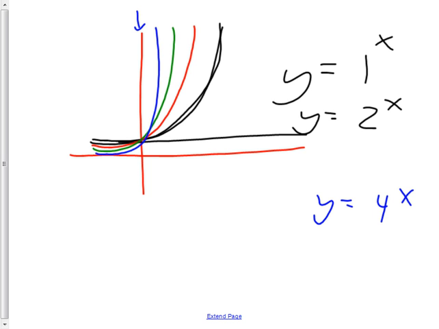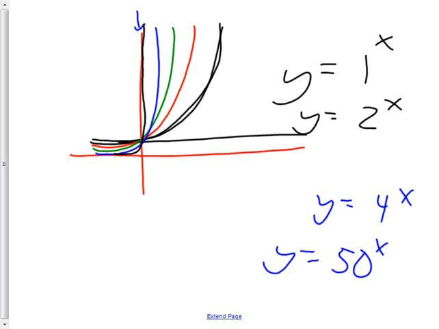So if you had to graph y equals 50 to the x, can you imagine what it would kind of do? It would be super, super tight to the axis. It would be like straight up pretty much.